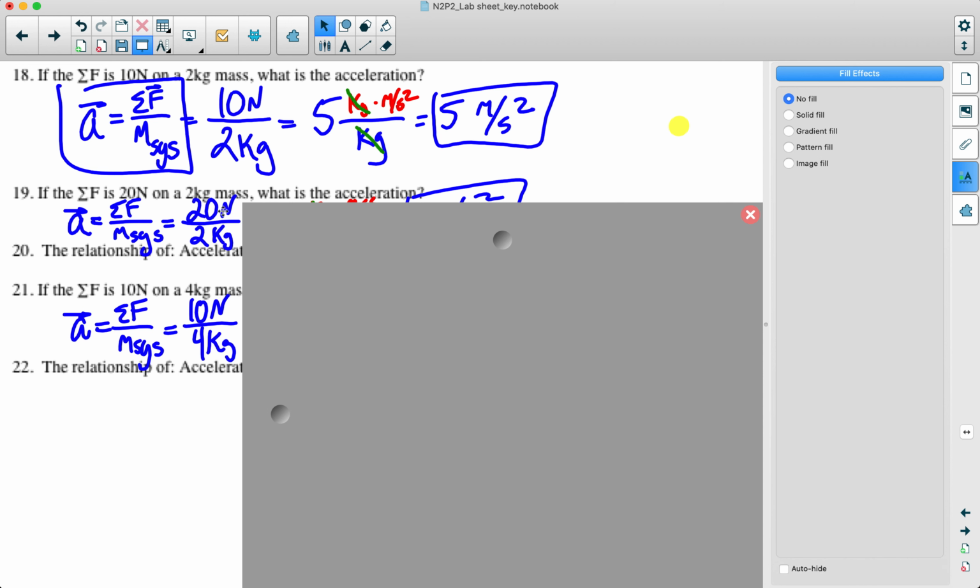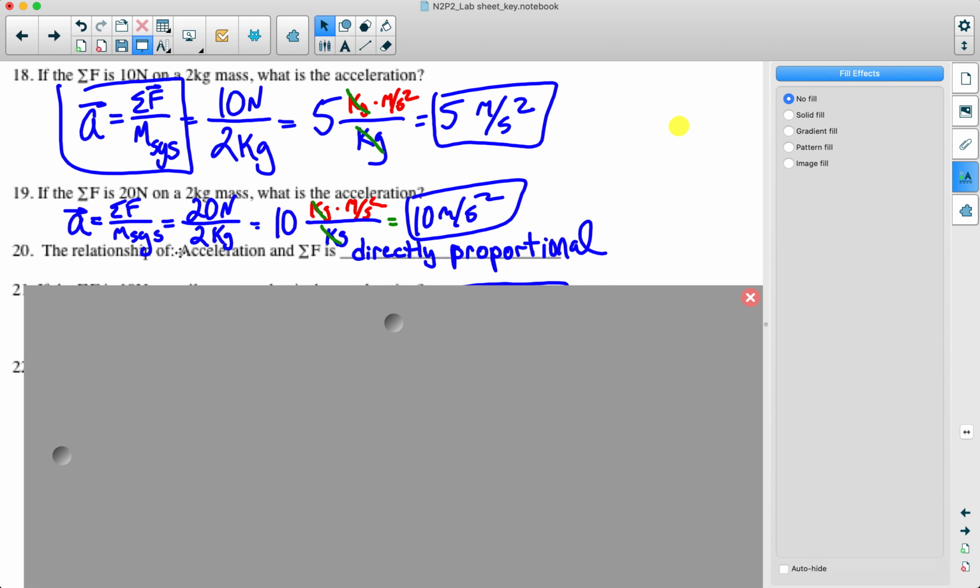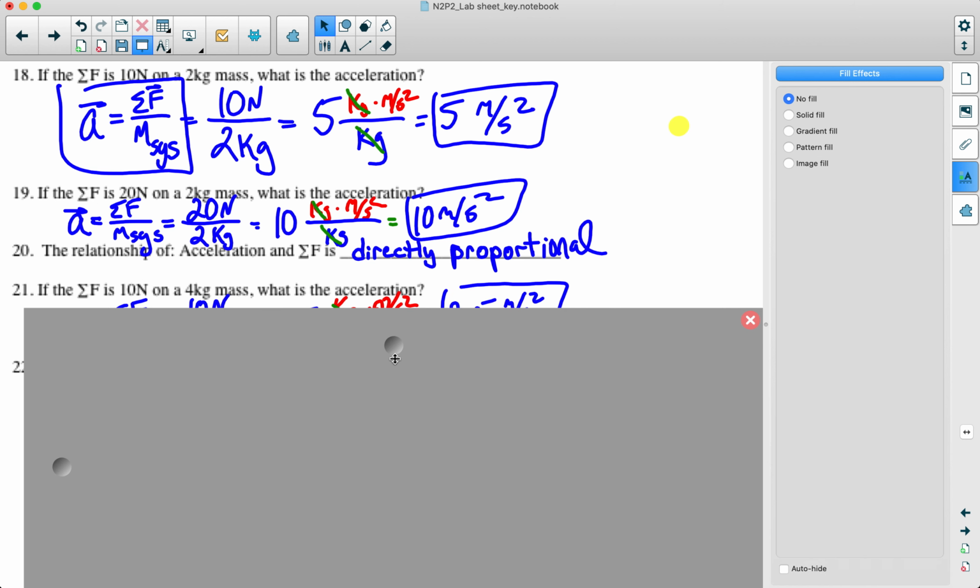We have now doubled the force from 10 newtons to 20 newtons on our 2 kilogram mass, and 20 divided by 2 is 10. Again, the units are newtons per kilogram. We converted a newton into a kilogram times meter per second squared. The 2 kilograms were on the bottom, so kilograms again cancel out, and we get 10 meters per second squared. And what relationship do acceleration and net force have? They are directly proportional. The y-intercept is 0. We have a positive constant slope.